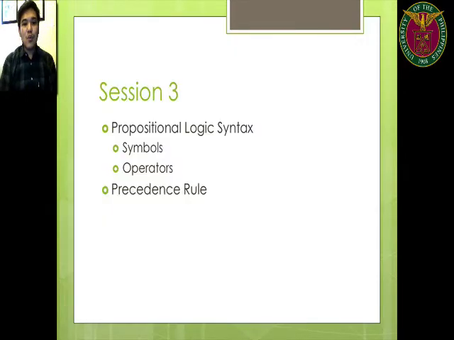For this session, we will be talking about propositional logic syntax, which covers the symbols, the operators or connectives of propositional logic, and we will also be talking about precedence rules.